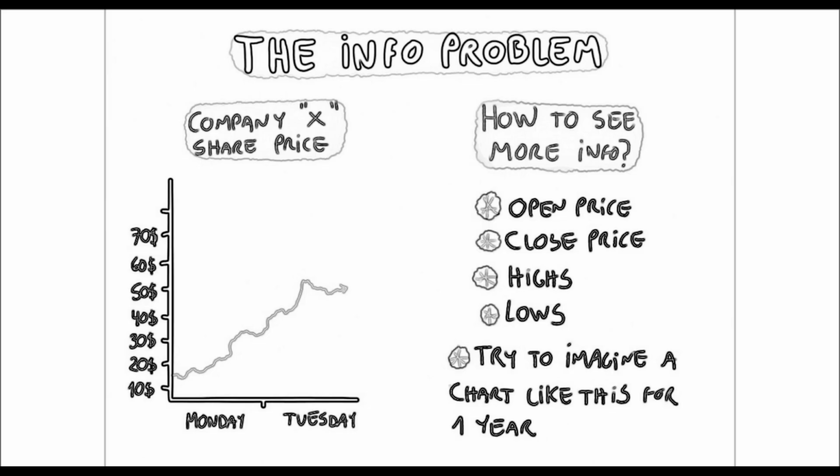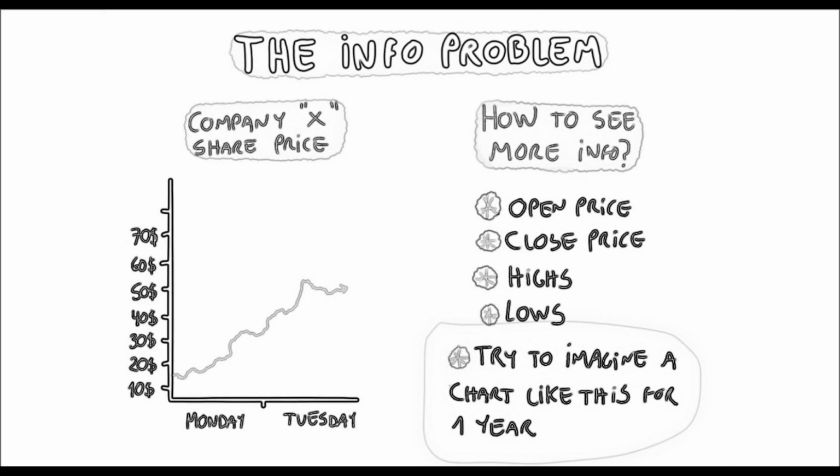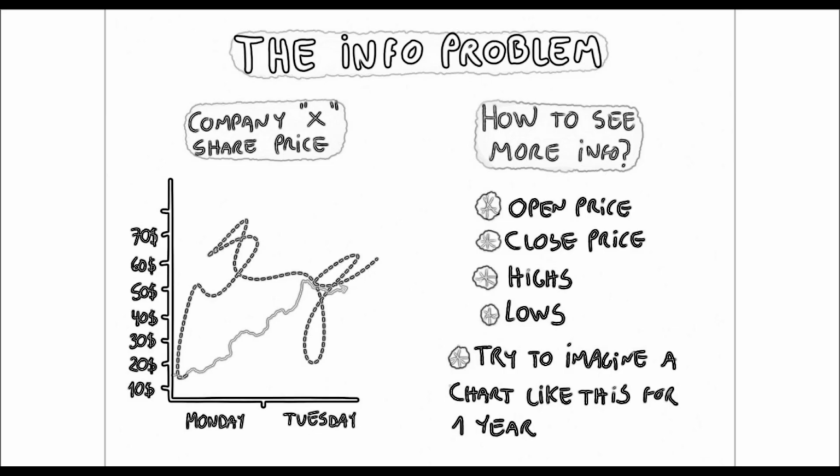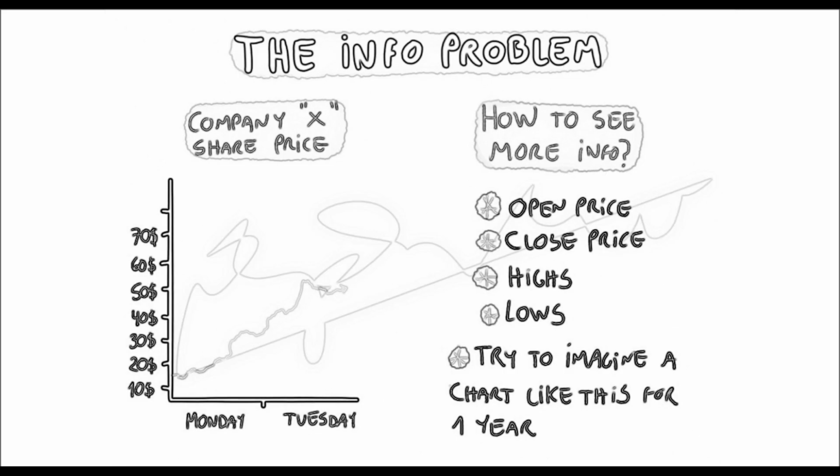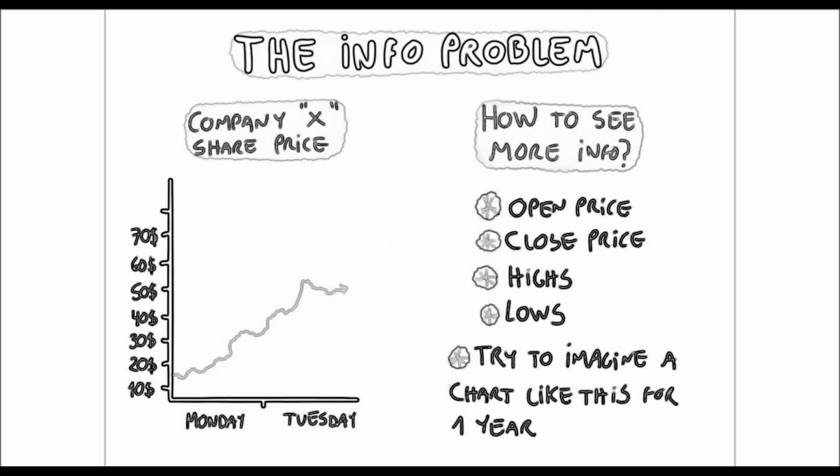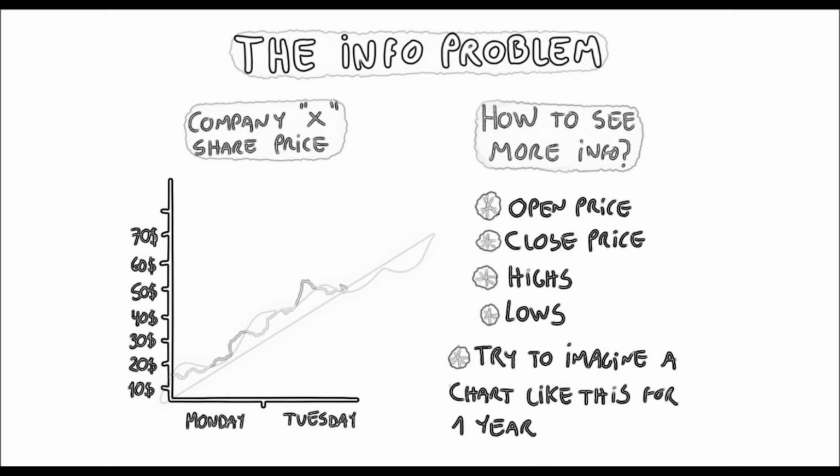And try to imagine a chart like this one for 1 year. It's just going to be a mess. It's going to be something like this, no? And in the end, we're not going to be very clear on what happened, no? Because during a certain day, something different could have happened, and we're missing all that information. And that comes the million-dollar question: then, how do we squeeze all the extra information into this simple line chart? And that's where Japanese candlesticks come in.